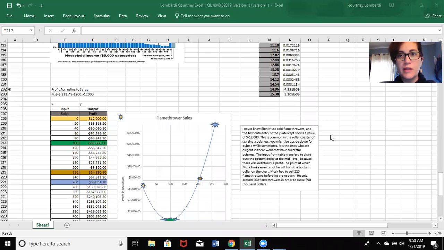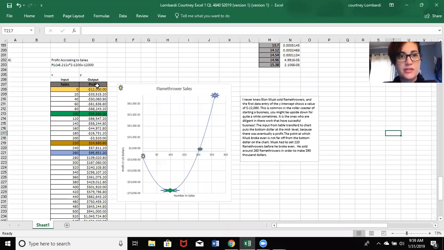So I never knew Elon Musk sold flamethrowers. And the first data entry here shows you at a negative 12,000. On the y-intercept, you can see that here. It's in the middle of negative 15,000 and 5,000. And it just represents a small portion here. And the reason it's down here and doesn't look like some terrible losses is because they eventually did make a profit.